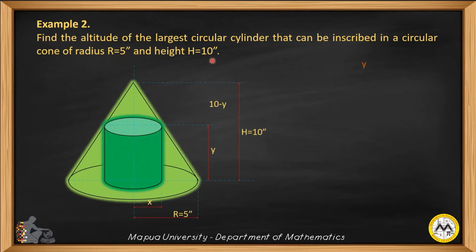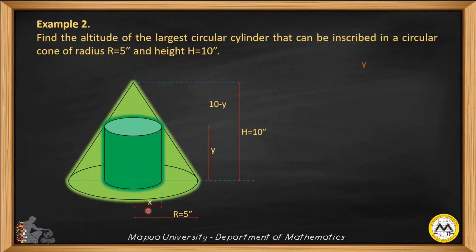So here is the illustration to the problem. We have the right circular cone over here with height of 10 inches and base radius of 5 inches. And inscribed in here is a circular cylinder, where the height of the cylinder is represented by y and its base radius by x.